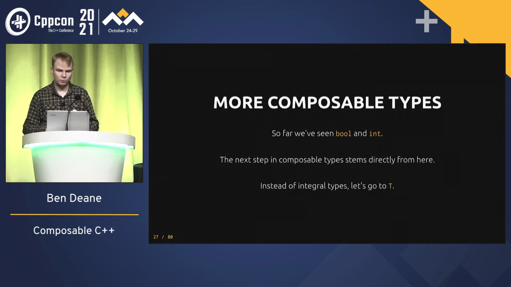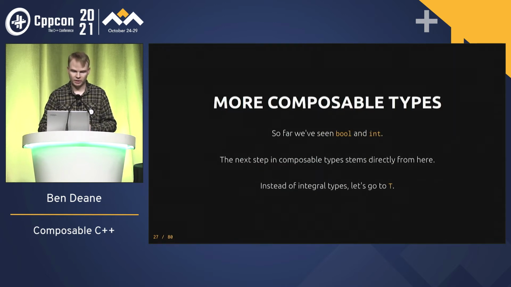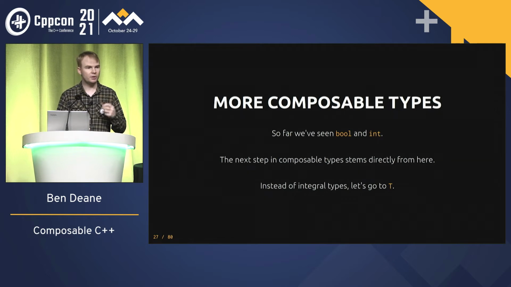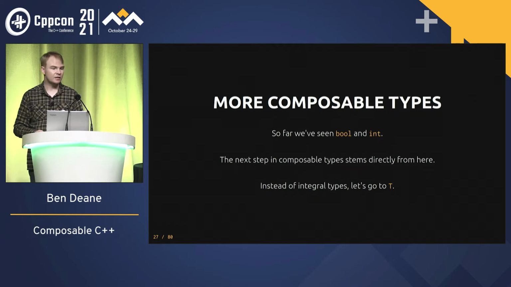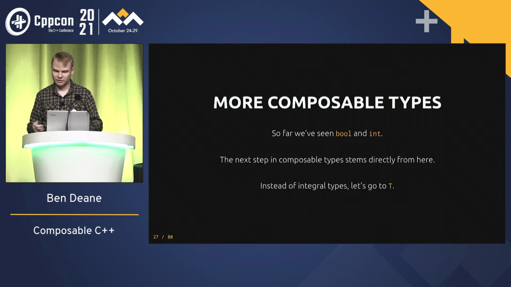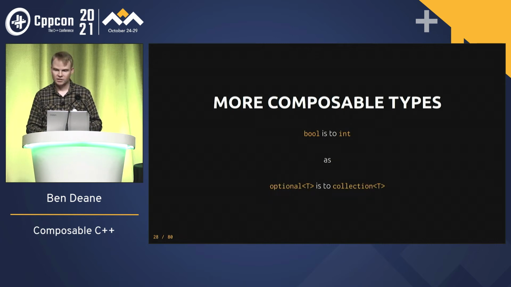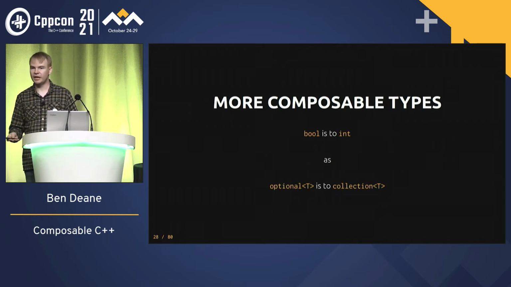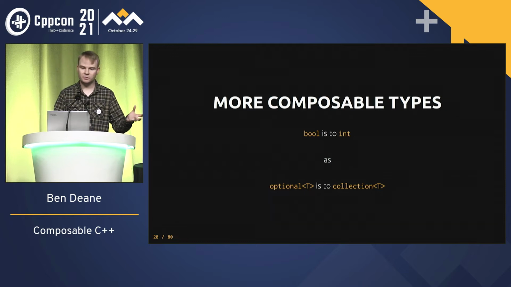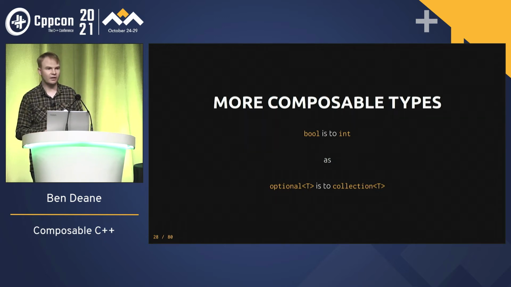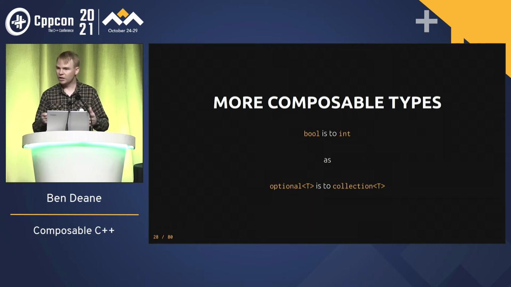Okay, that was bool and int. I will speed up a little now. Let's go to a T, a type T, and see how that leads us on. So bool is to int as optional T is to collection of T. Collection is usually vector. I might say vector, but all collections in C++ that we have a standard at least are fairly similar in this way.